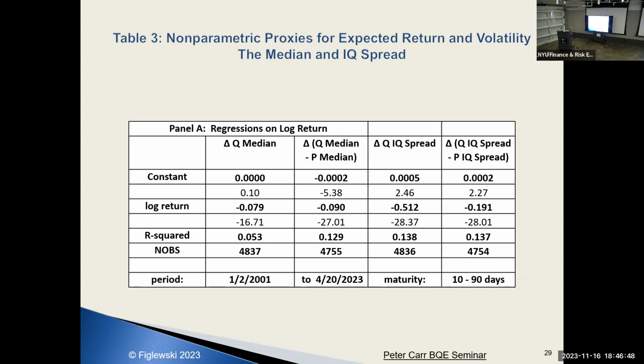But anyway, I've got a bunch of results on looking at the median. So suppose we have a positive return. The Q median goes down. We have a negative return. The Q median goes up. Hard to, I don't have a whole lot of intuition for that result.